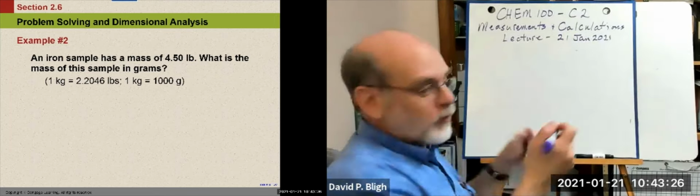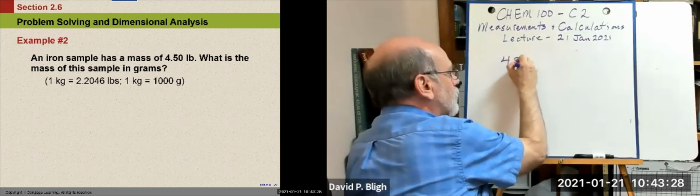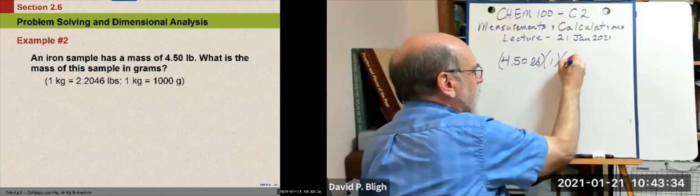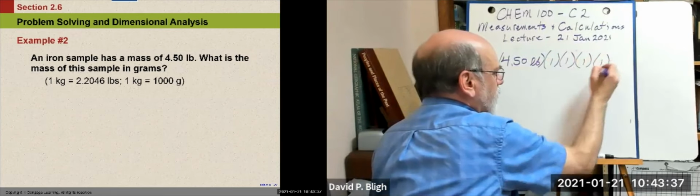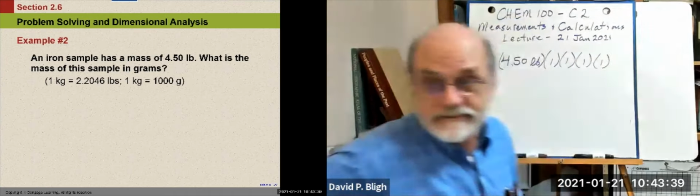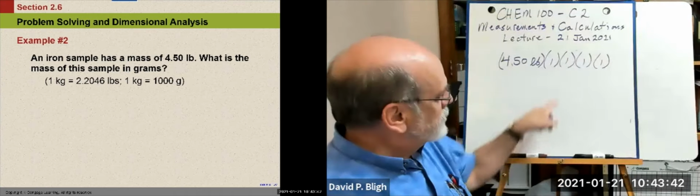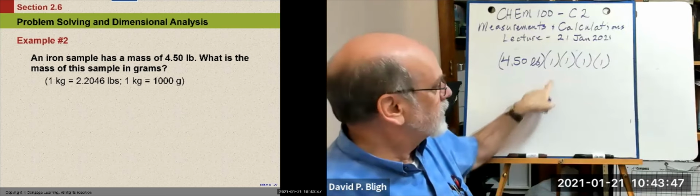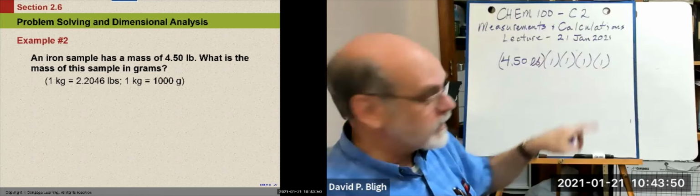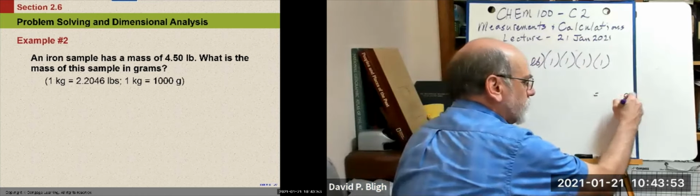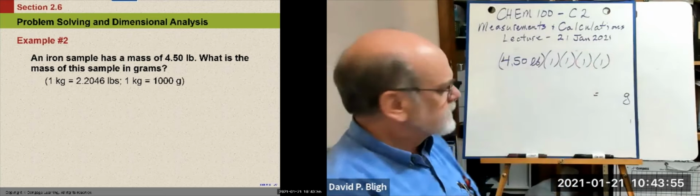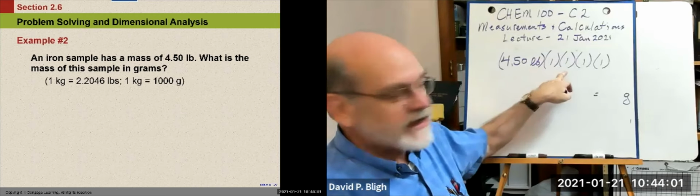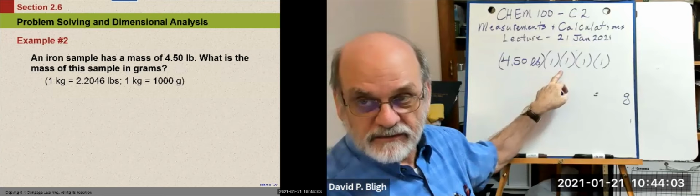If we start off with 4.50 pounds, we could multiply it by one till the cows come home. And all we need to do is plug in a ratio, which is what this is, that will get us where we want to go. We want to end up at grams, right? So first thing I want to do is get this into the metric system. And then I can use a conversion factor in the metric system to end up with grams.